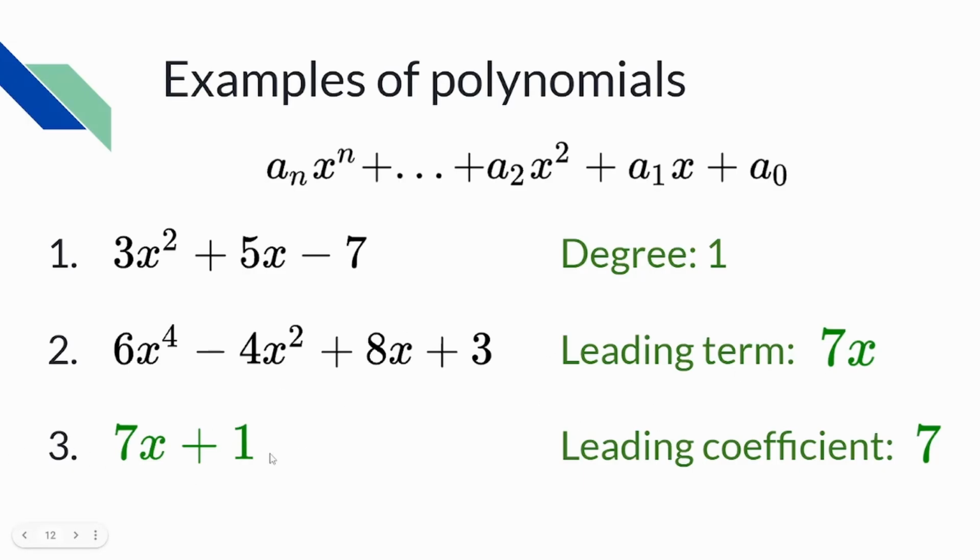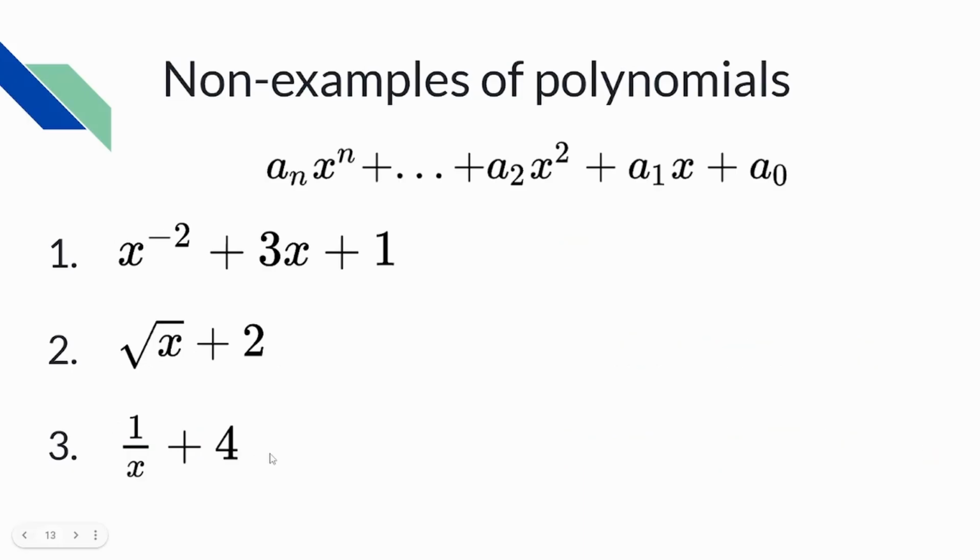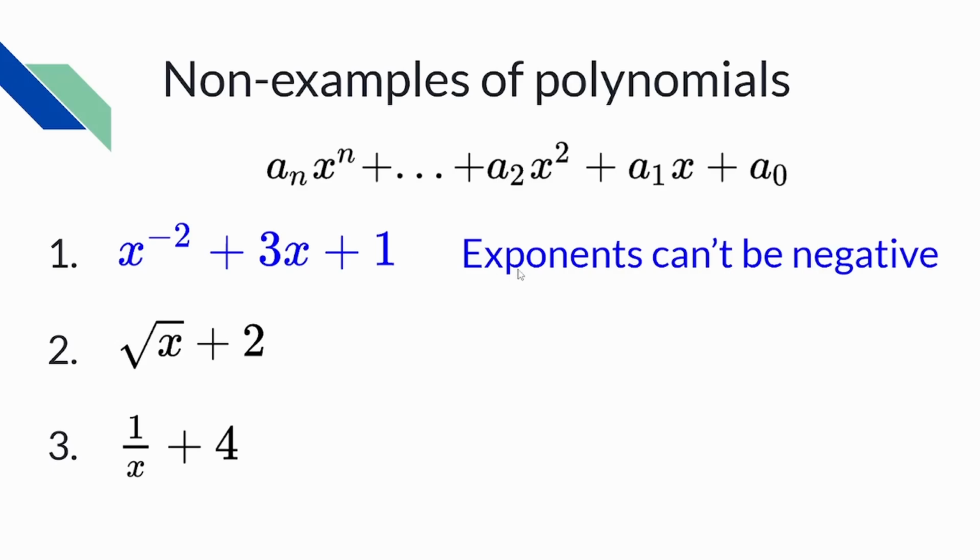So that's our example. Now let's look at some non-examples of polynomials. Here I have x to the negative 2 plus 3x plus 1. Why is this not a polynomial? It's because exponents can't be negative. Okay, we can't have this negative 2 business here. The exponents have to be whole numbers, 0, 1, 2, 3, 4, on and on to infinity.